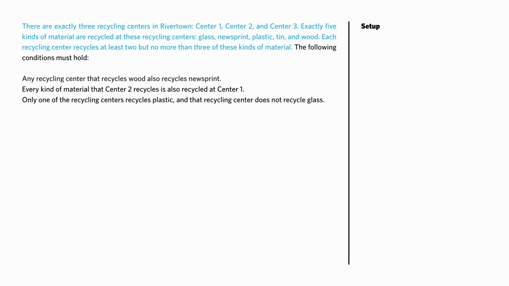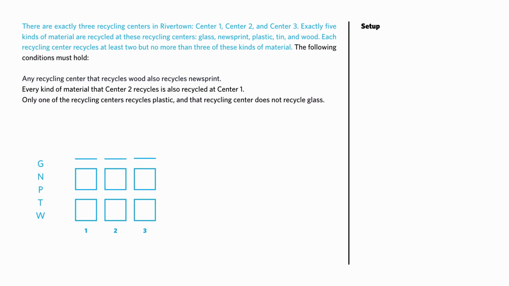For this game, we have 5 elements, G, N, P, T, and W, being placed into 3 groups, centers 1, 2, and 3. Each group will have at least 2 and at most 3 elements. We can represent all that information like this, using boxes for the 2 spaces in each group that we know must be filled, and leaving a line for the 3rd space in each group, which may or may not be filled.